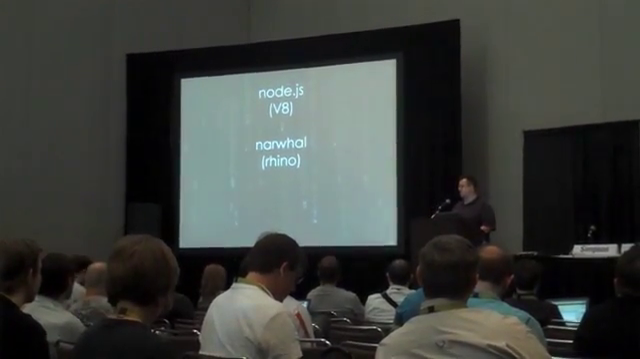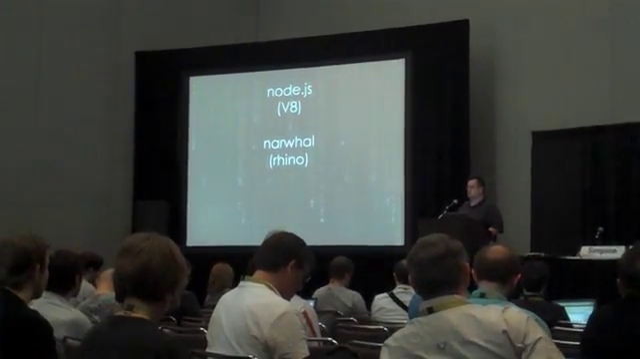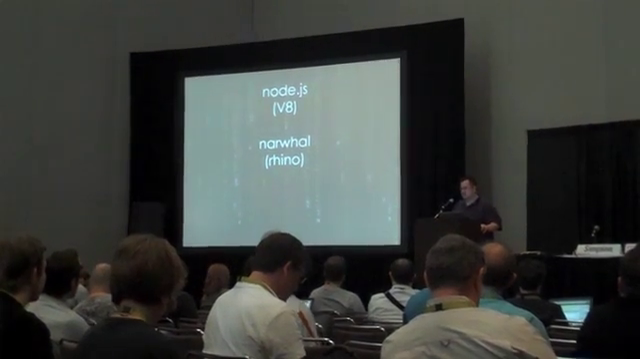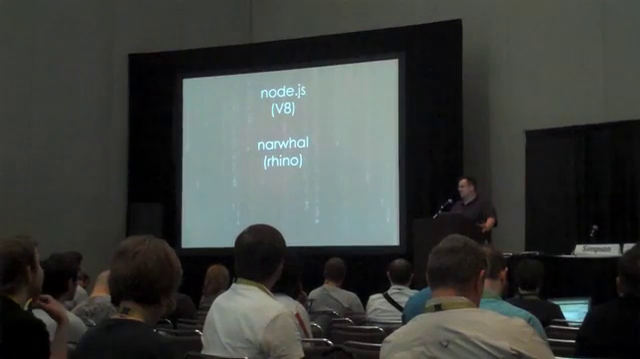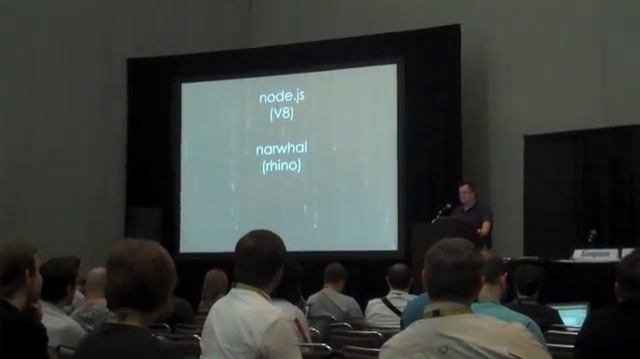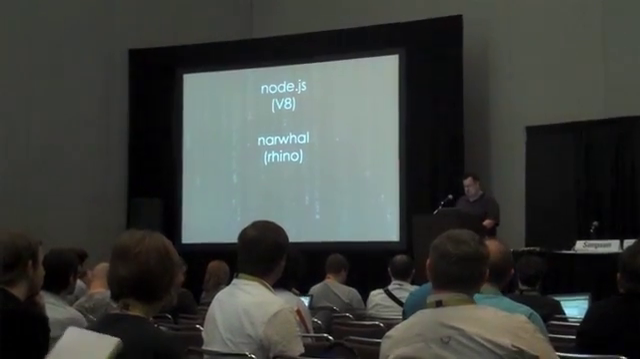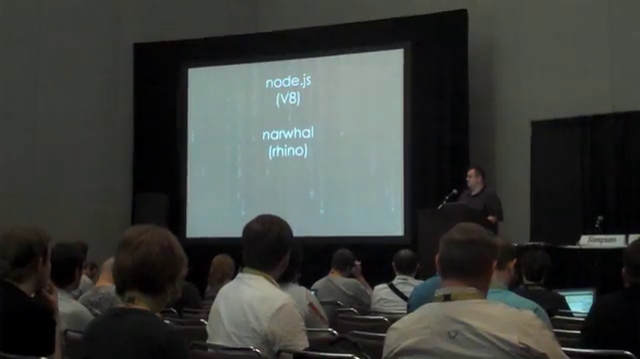Narwhal is wrapped around Rhino. Rhino is more a Java-based solution to the JavaScript engine. For those of you who don't know, Java and JavaScript have nothing to do with each other. You'd be surprised. Like I said, I help run that Austin JavaScript meetup. You'd be surprised how many times we hear people that are confused by that. It's an unfortunate naming overlap. Narwhal's got a lot of great things.